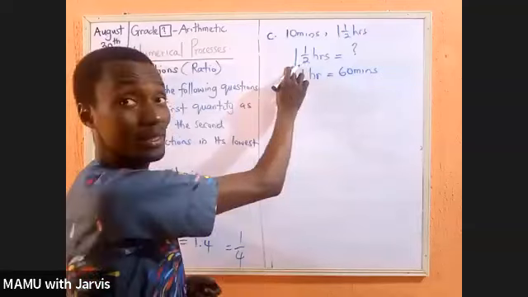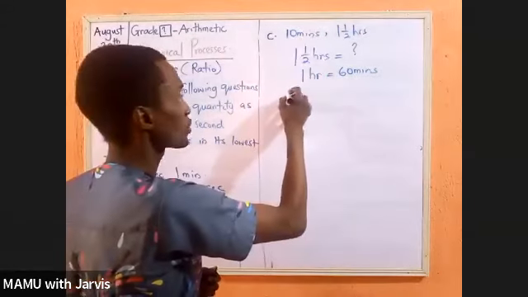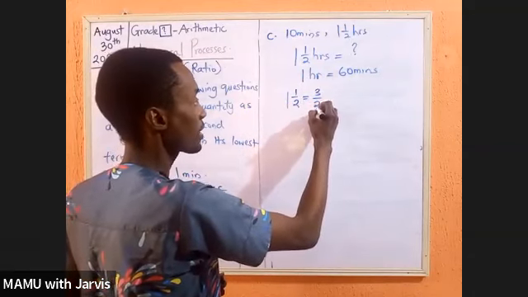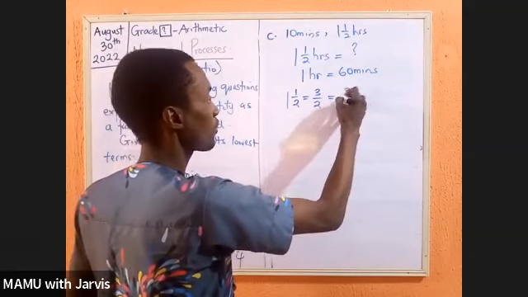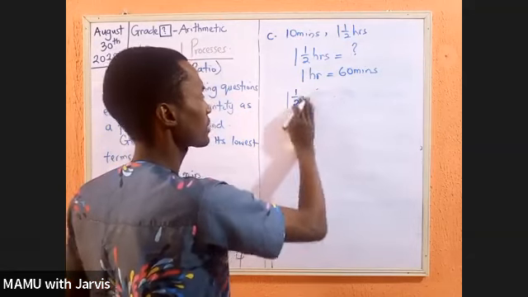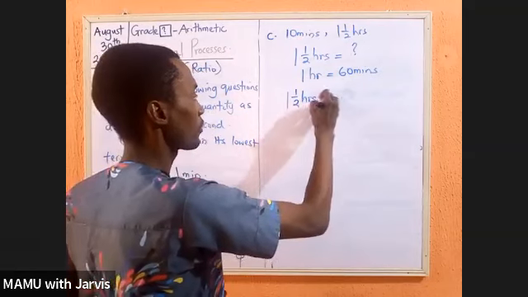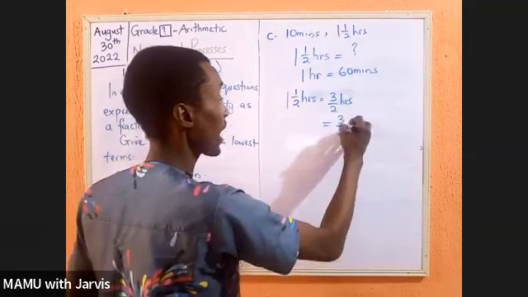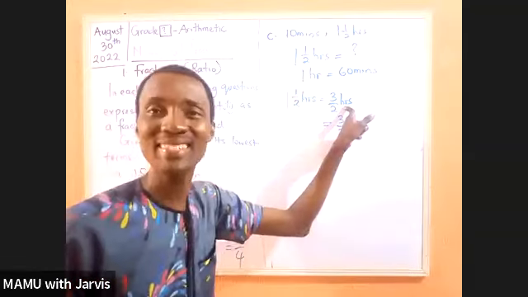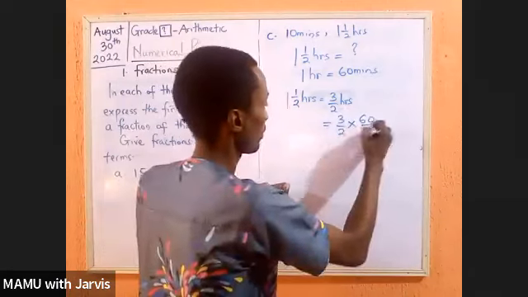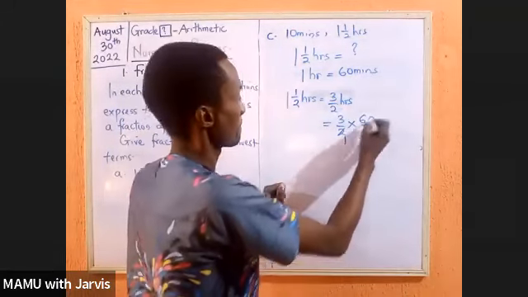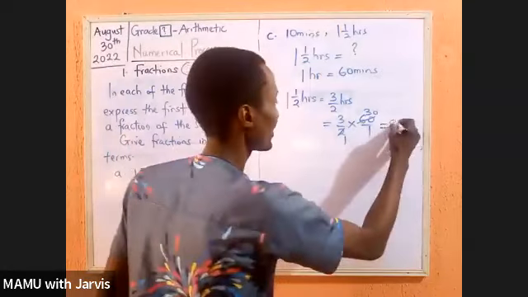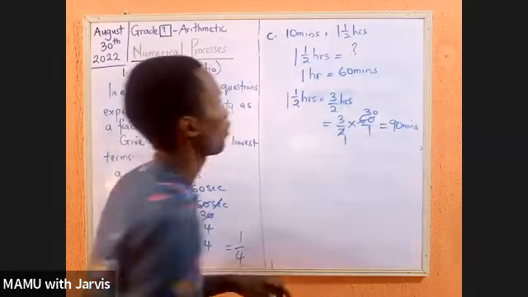So we will convert this to an improper fraction, and this will be what? 2 times 1 plus 1. That's 3. So 1.5 is equal to 3/2 hours, which will be equal to 3/2 times, what is 1 hour? 1 hour is 60 minutes. So 30, and this will give me 90 minutes.